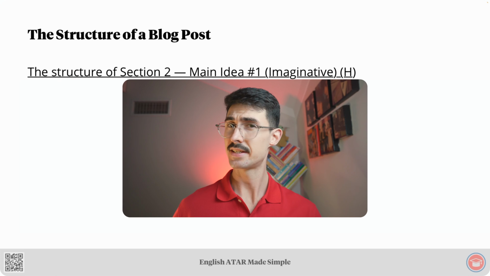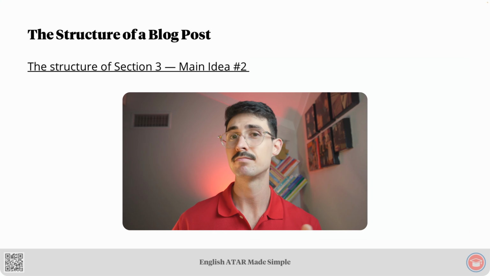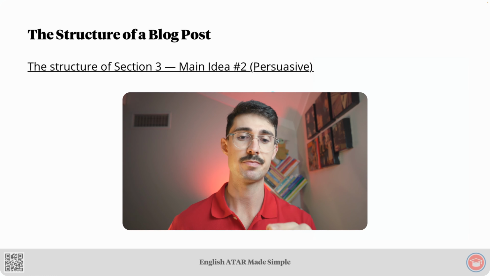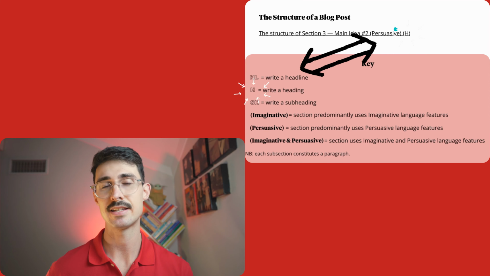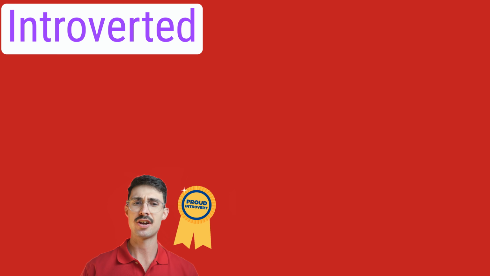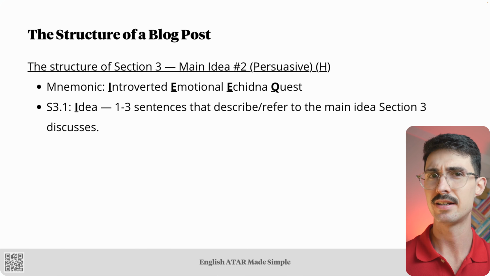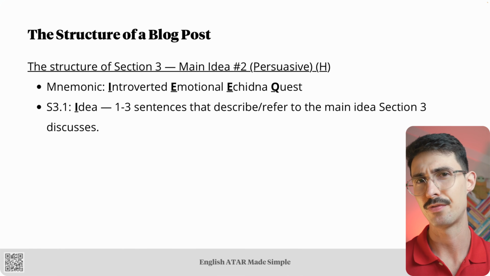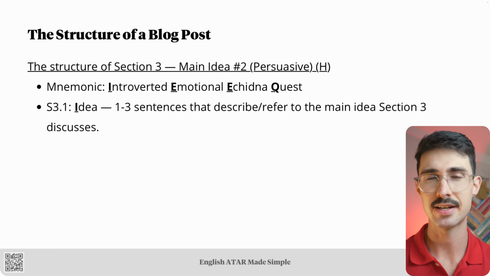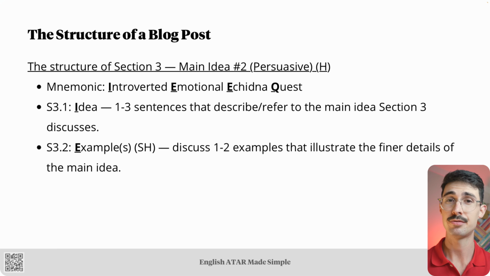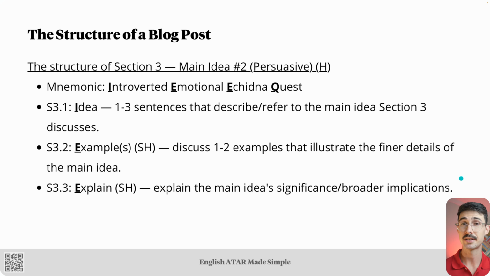That's section 2. This is section 3. Main idea number 2 uses persuasive language features, and has a heading. The mnemonic: introverted, emotional, echidna, quest. Section 3.1, idea, 1 to 3 sentences that describe or refer to the main idea. Section 3 discusses. The E is the example, has a subheading. 1 to 2 examples that illustrate the finer details of the main idea. 3.3, explain, has a subheading, explains the main idea's significance or broader implications.